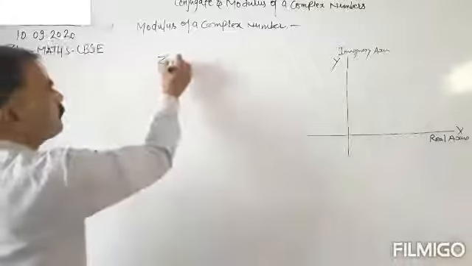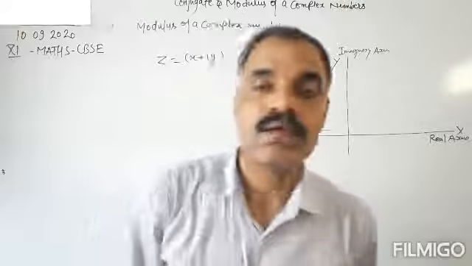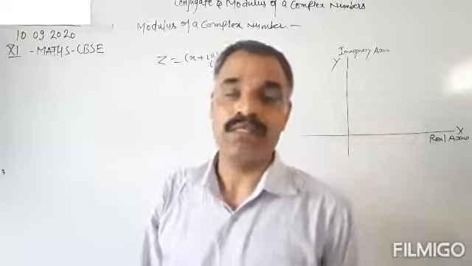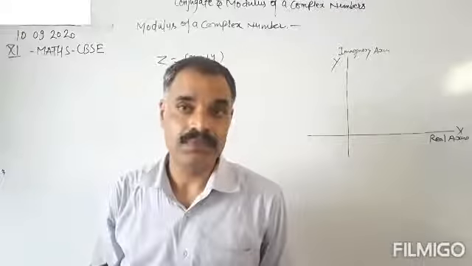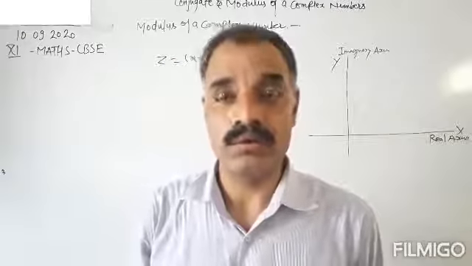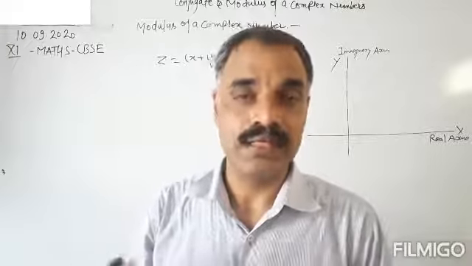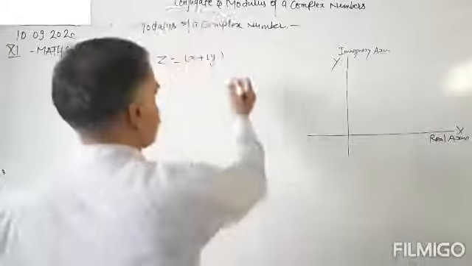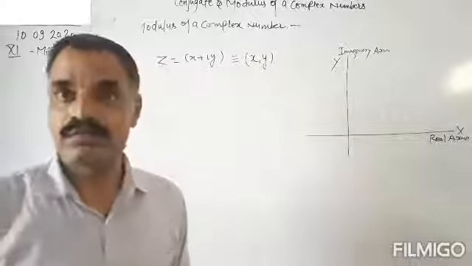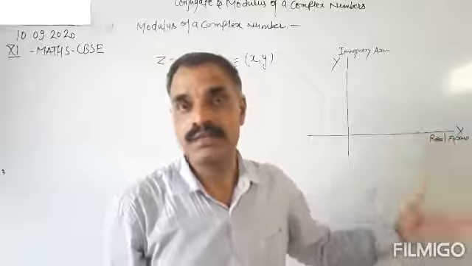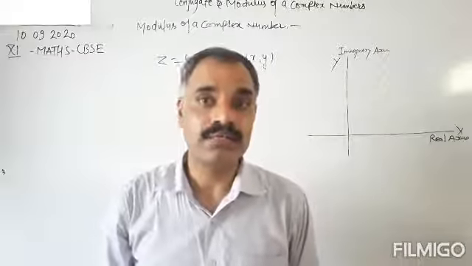Let z equals x plus iota y be the complex number. We know that any complex number can be represented as an ordered pair of x and y. x is the real part and y is the imaginary part. So this can be written as (x, y). This is the argand plane having real axis and imaginary axis.